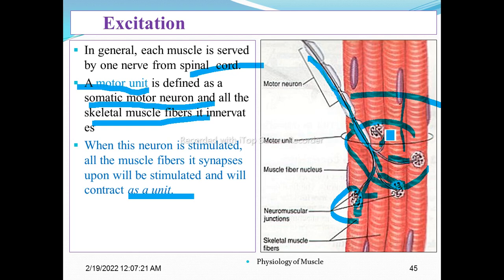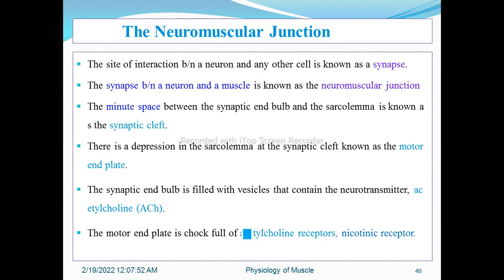Each telodendrion ends in a bulbous swelling known as a synaptic end bulb. This is a vesicle containing neurotransmitter from this telodendria. So this is the synaptic end bulb, and the site of interaction between a neuron and any other cell is known as a synapse. But the site of interaction between a neuron and a muscle is known as the neuromuscular junction. So this is the synapse.